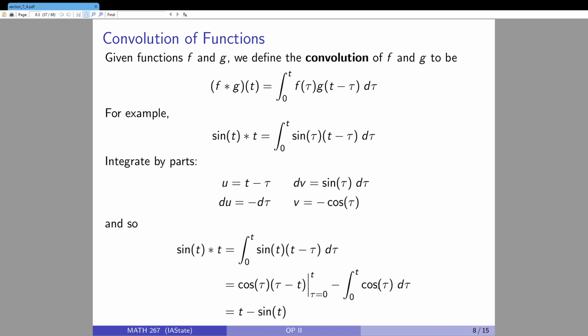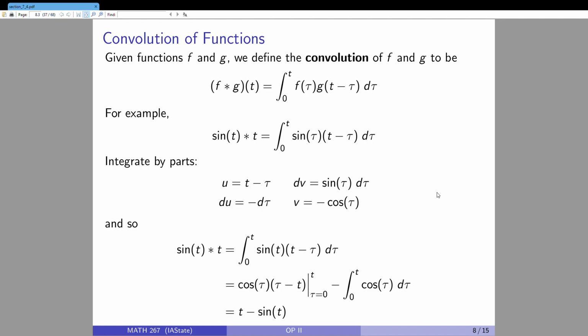Anyway, the integral of cosine of tau d tau gives me, of course, sine of t. And sine of t is just t, and sine of 0 is 0, so there you go. Well, the convolution of sine t and t is not too bad. It's just t minus sine of t.